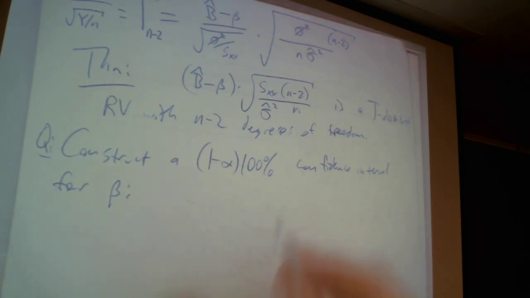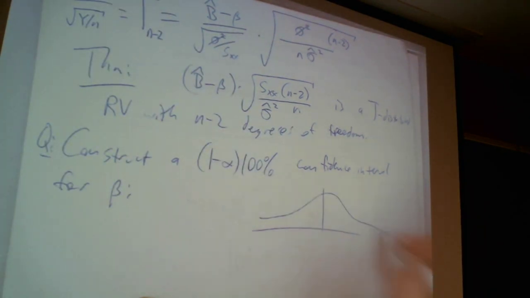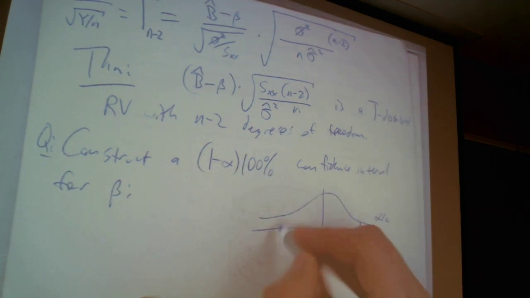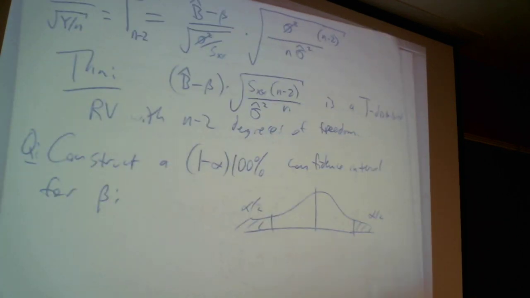What does the t-distribution look like? It's a Gaussian over chi-squared, so it looks like a Gaussian. And then I want to cut off alpha over 2, two-sided. I didn't specify the confidence interval. So I want to cut off alpha over 2 of the mass on both sides. This number is T sub alpha over 2 with n minus 2 degrees of freedom.